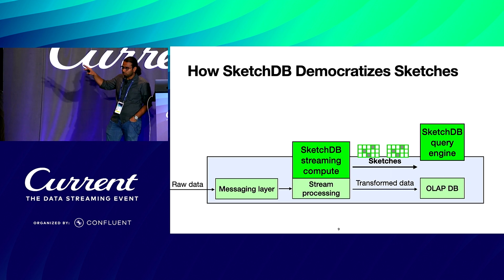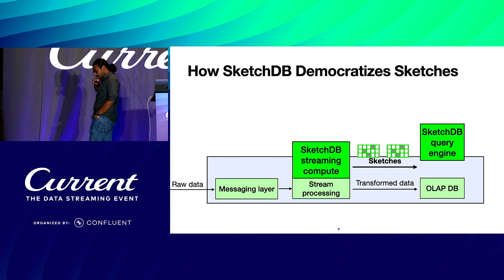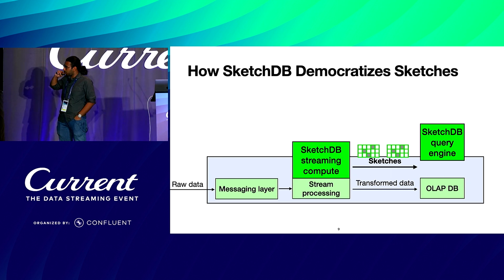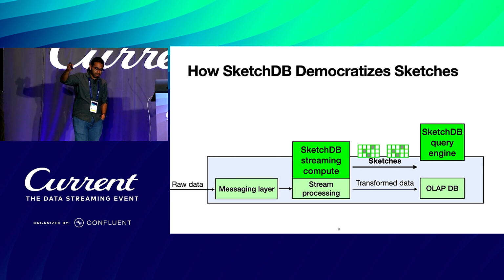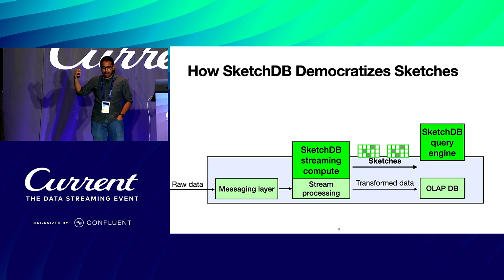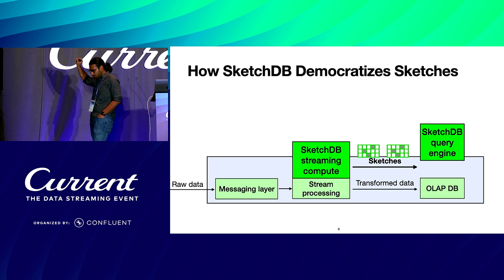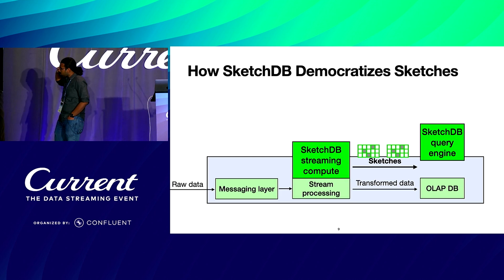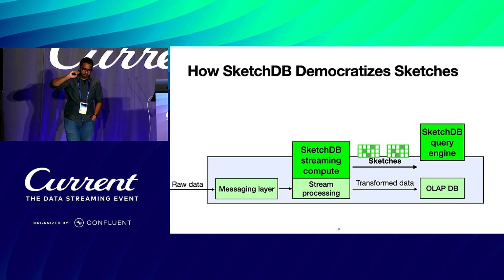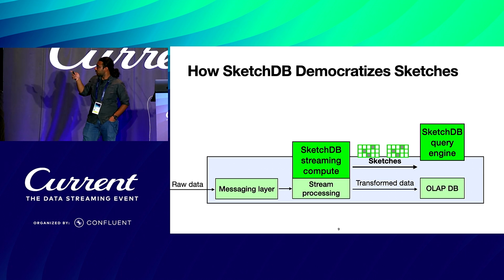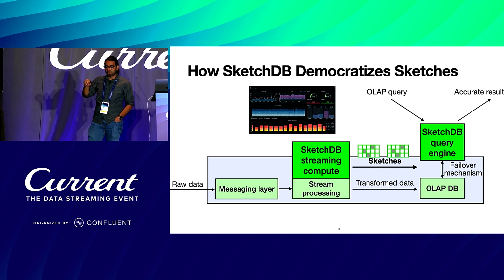So this is back to our big data stack. SketchDB has a streaming compute layer, which attaches to the existing stream processing layer that you would have, like Flink, for instance. And as the data is being ingested, it computes sketches on top of it and sends them to the SketchDB query engine. The SketchDB query engine is a separate box that we have built. It's a research prototype right now. And this query engine sits between the user and the existing database that you have, right?